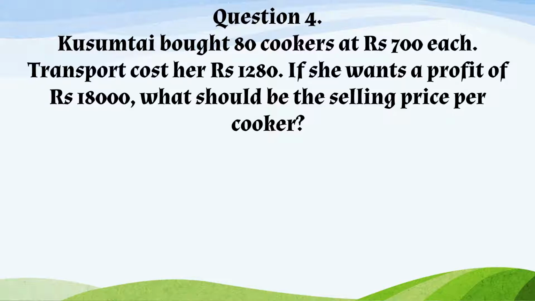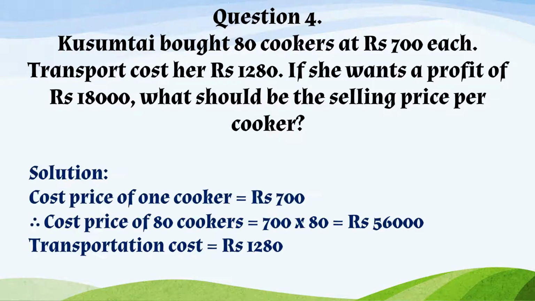So let's find out. Cost price of one cooker is rupees 700. And the cost price of 80 cookers is 700 multiplied by 80, that is 56,000. And the transportation cost is rupees 1,280.